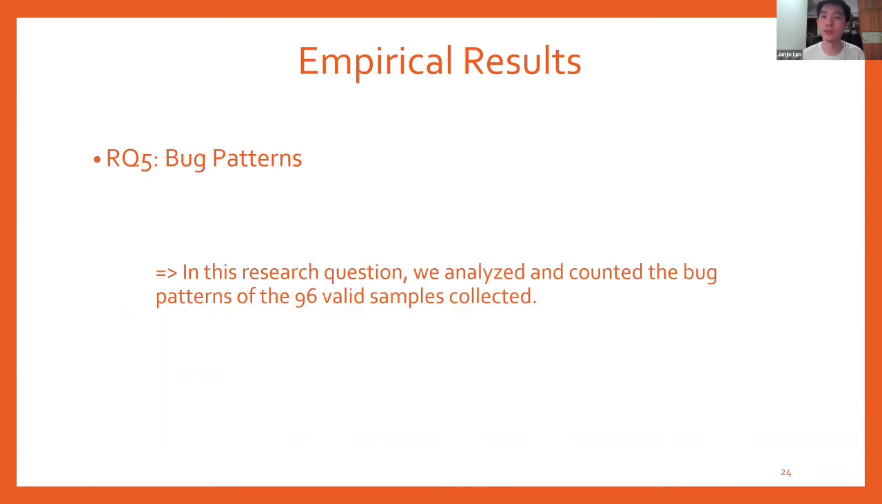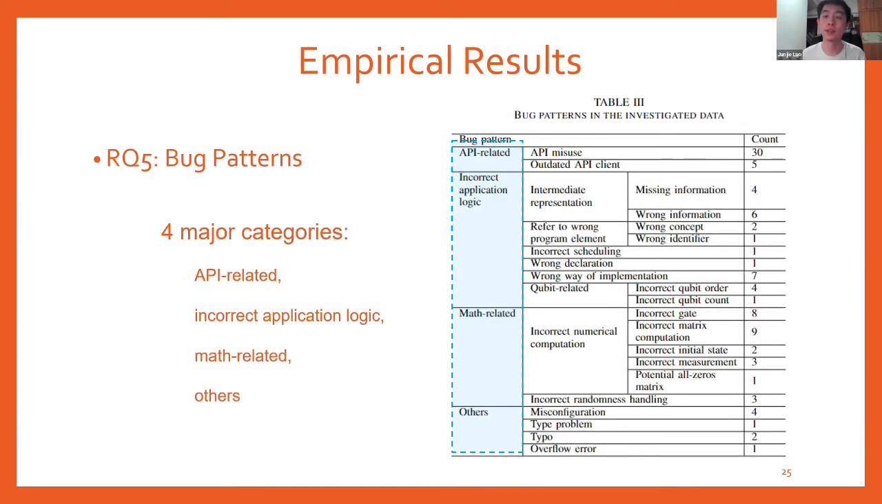In the last research question, we analyzed and counted the bug patterns of the 96 valid samples collected. In our study, we divided the bug patterns into 4 major categories: API-related, incorrect application logic, math-related, and others, and also detailed subcategories under each major category. Next, I will introduce each bug pattern separately.